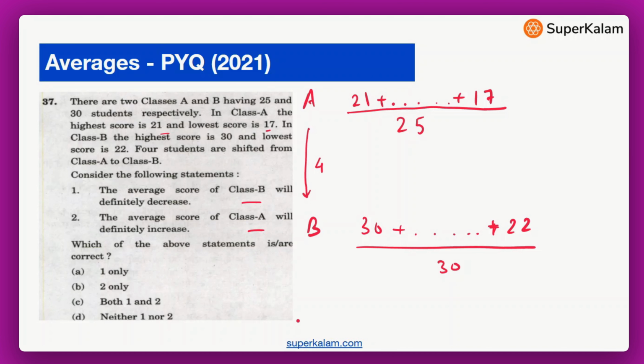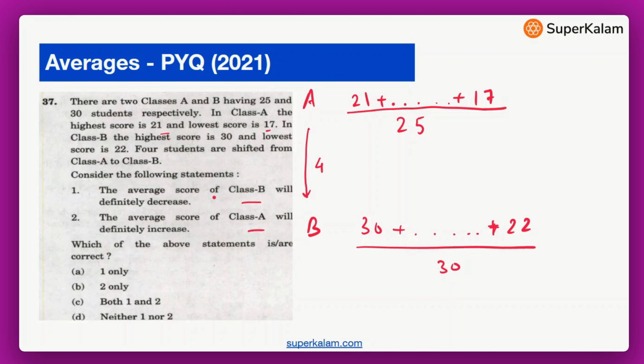Now four students are shifted from A to B, and we are given two statements. We have to find which one will be correct and which one will be false. First: the average score of class B will definitely decrease.